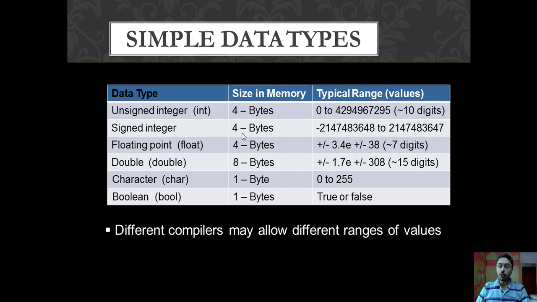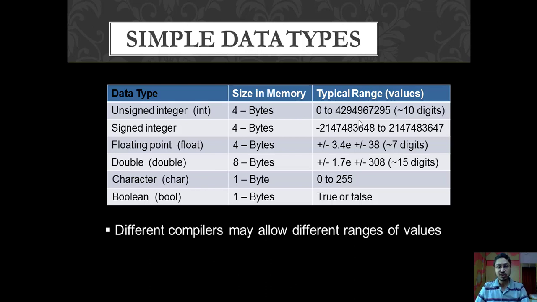But when we don't want to use the negative range, in that case we can use unsigned integer. Unsigned in the sense the integer which doesn't have any sign. If it doesn't have any sign, it is by default plus. So it considers only the positive range. So you have 0 to only the positive range. This 10 digits figure is there. So that much range is applicable if you are using unsigned integer.